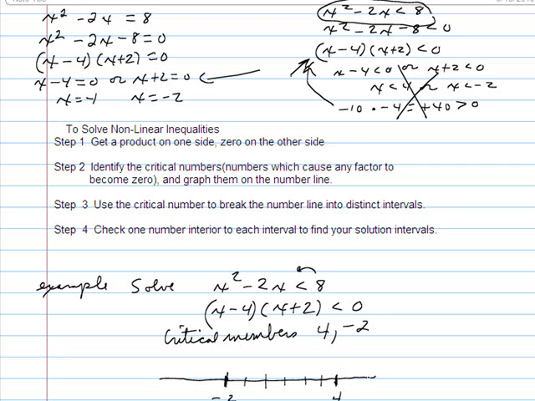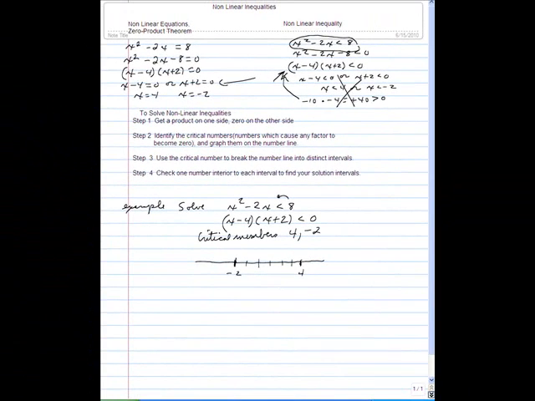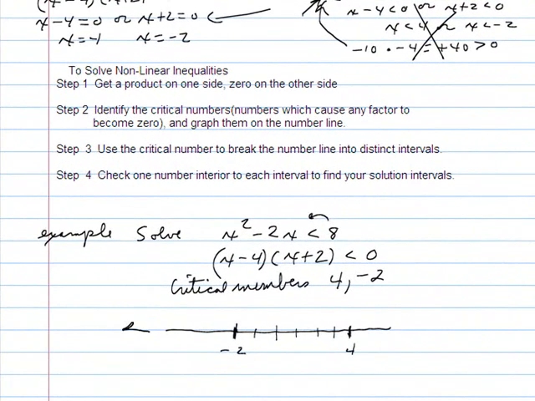Now, it says use the critical numbers to break the number line into distinct intervals. Well, if you've got two critical numbers, you make three intervals on the number line. The first interval is the interval out this way, that would be negative infinity to negative 2. And these are open intervals that we're talking about. The next interval would be negative 2 to 4, and the next interval would be 4 to infinity.